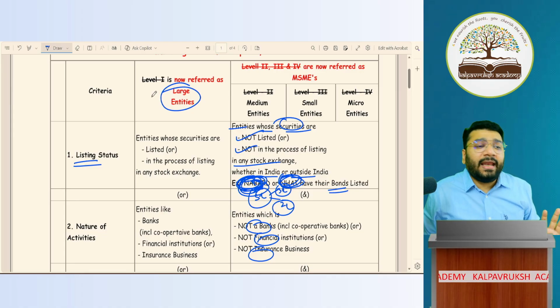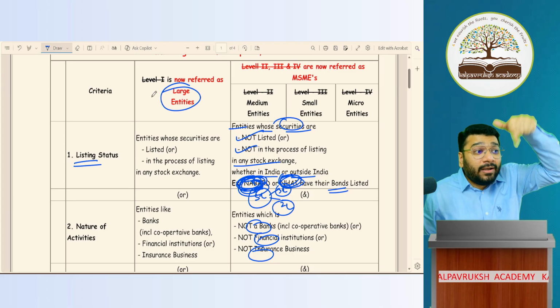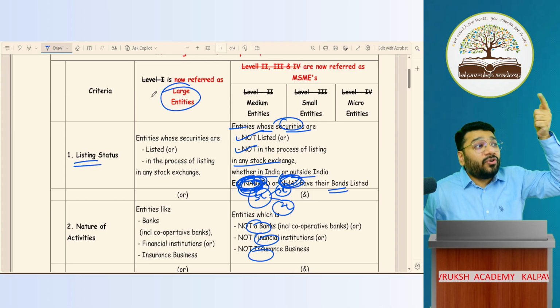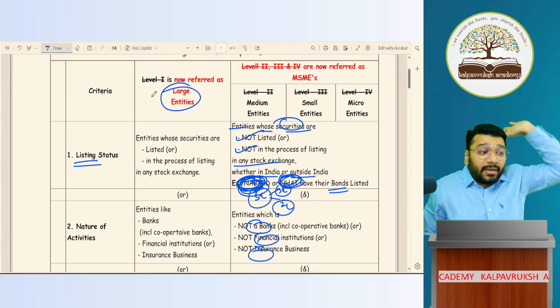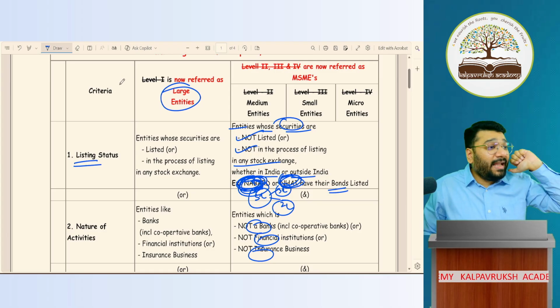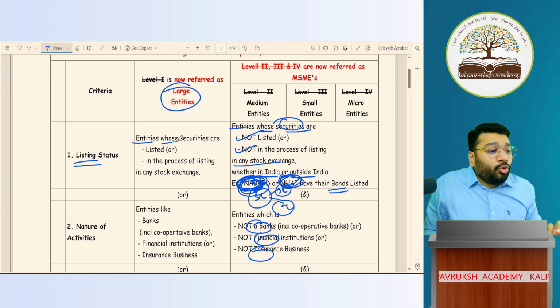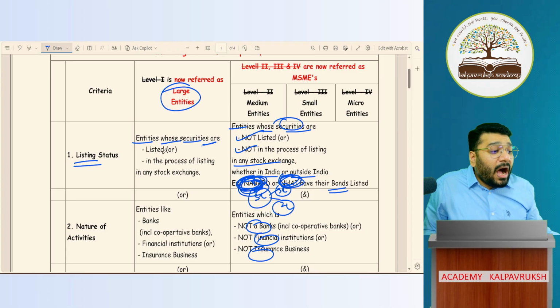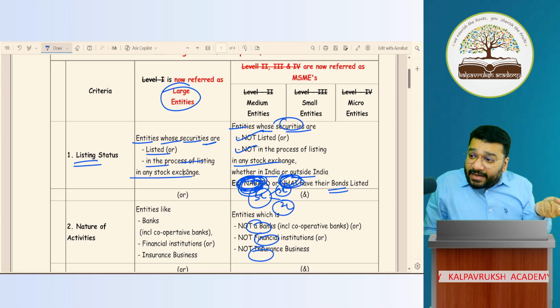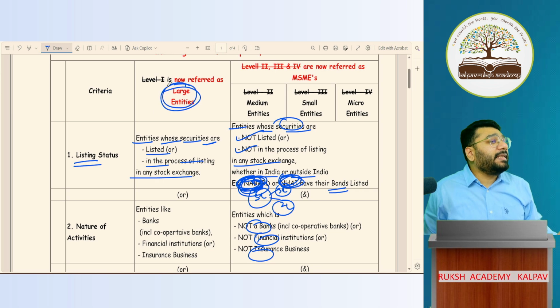Can I say NABARD and NHAI is MSME? No, because they have their debt instrument bonds listed in the stock market. Since they are listed now, they will not be called MSME. They'll automatically go under which category? Large entity category. If any entity such as NABARD or NHAI, whose security, either equity security or debt security, is listed or is in the process of listing in any stock exchange, whether in India or outside India, they'll be categorized as large entities.